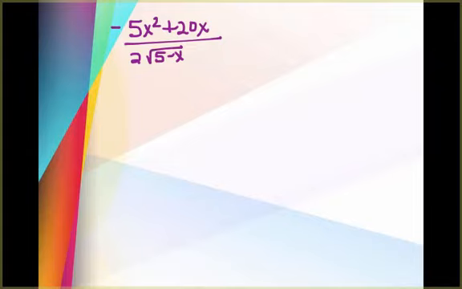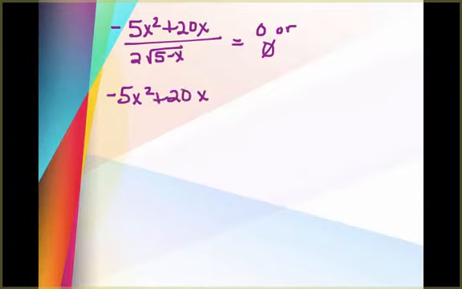Now, because this is not a polynomial and it is a rational function, what I want to know is what would make this equal 0 or undefined. Well, a fraction is 0 if the numerator is equal to 0. So we'll take negative 5x squared plus 20x and set it equal to 0. And it's undefined when the denominator is equal to 0. So we'll set the denominator equal to 0. And now let's solve those.